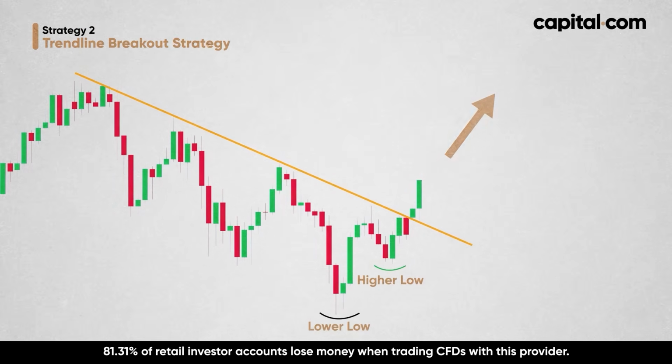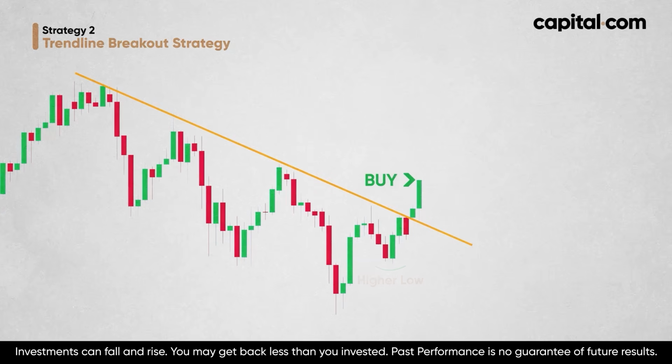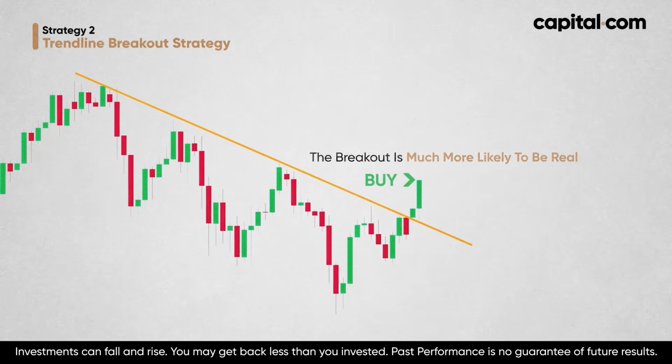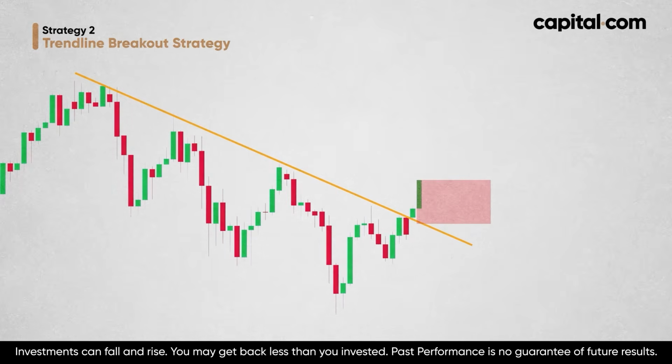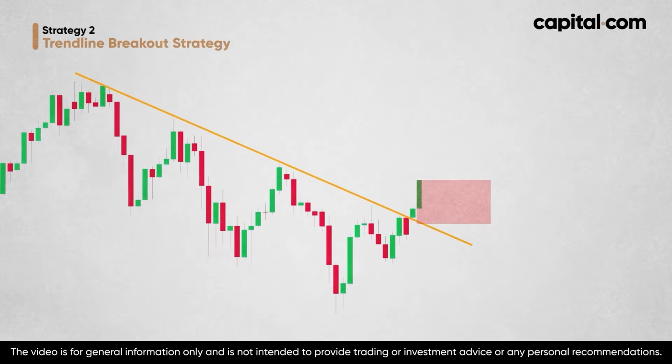Once we see both conditions, a higher low and a strong close above the trend line, we can look for a buy trade. At this point, the breakout is much more likely to be real. For risk management, we place our stop loss slightly below the trendline breakout area. For our take profit, we target 2 times the size of our stop loss.